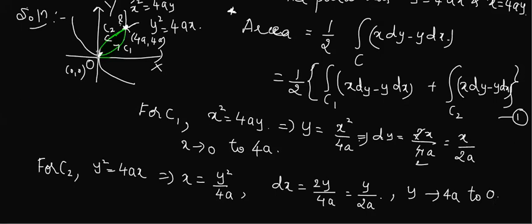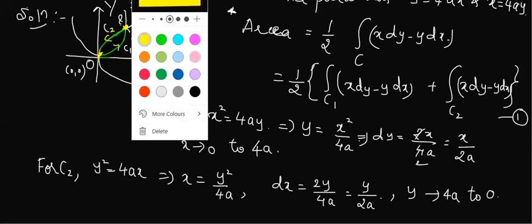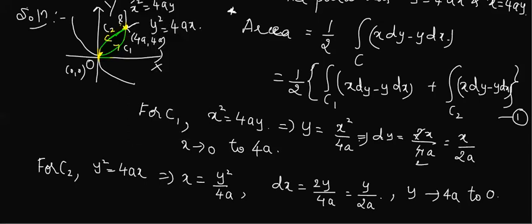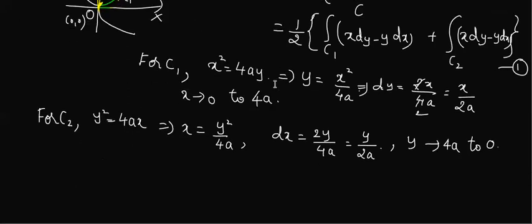See, altogether we should get a closed curve. Closed curve means if you start from the origin, you should again come back and stop at that point. So C1 is like this and C2 is like this. So here the value of y is 4a and here it is 0. Let us take all these changes.